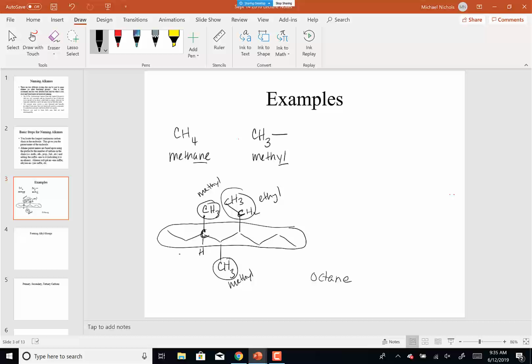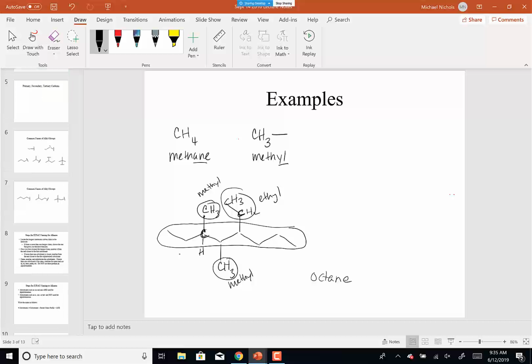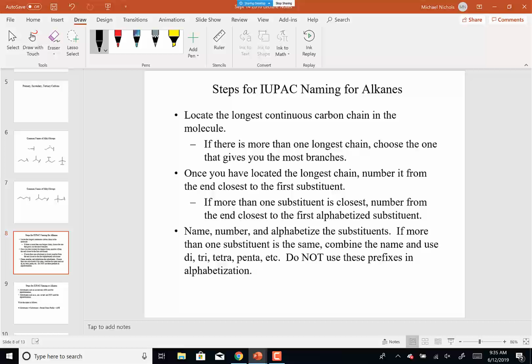So, longest chain, name the substituents. Now, we're going to number this chain, and we only have two ways to do it, left to right, right to left. What are the rules for numbering the chain? I'm kind of skipping ahead here in the notes.